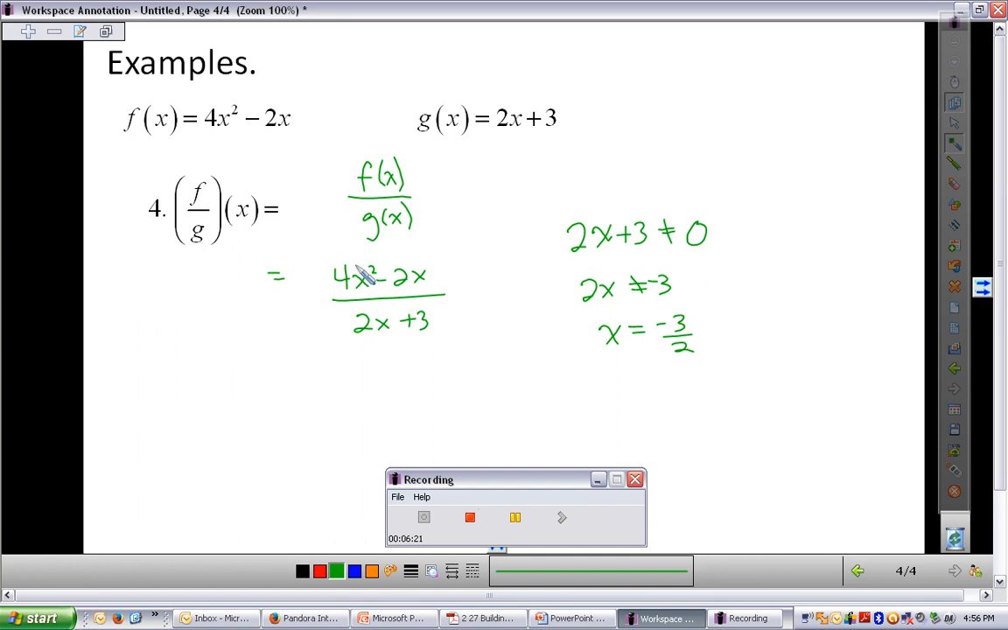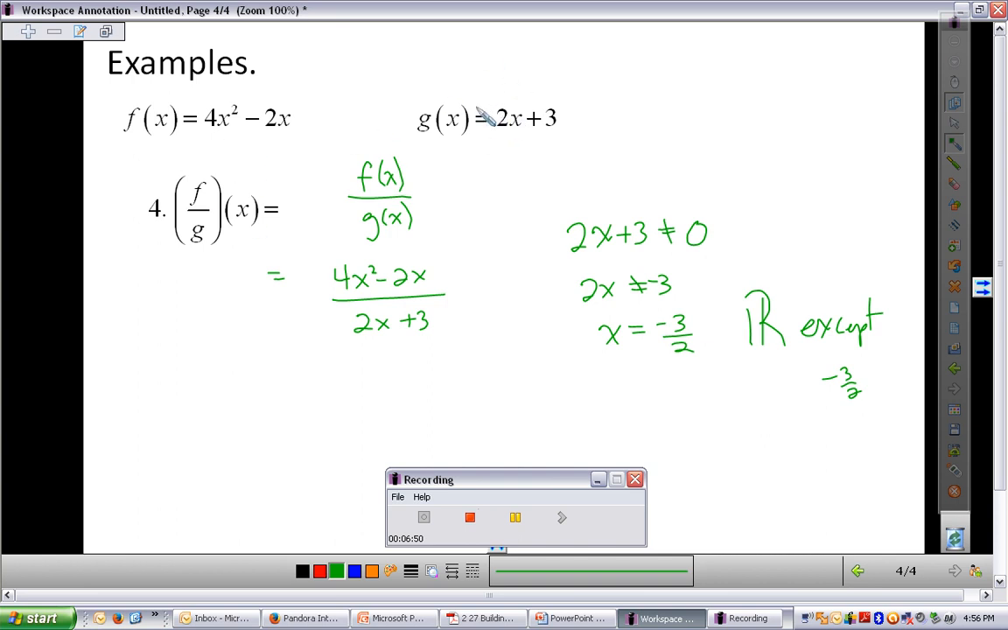So we know that this right here is my new function when x is not equal to negative 3 halves. Because I'm dividing, I end up with my new function. I may or may not have the same domain as my original functions did. In this case, I know that my new domain is all real numbers except negative 3 halves.